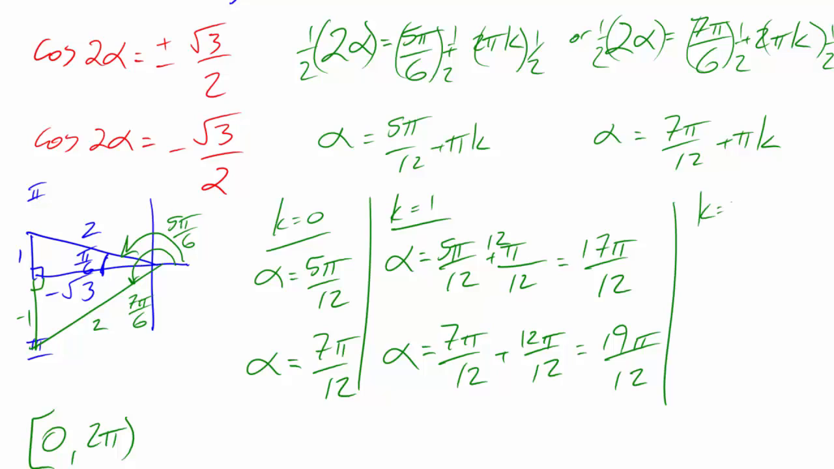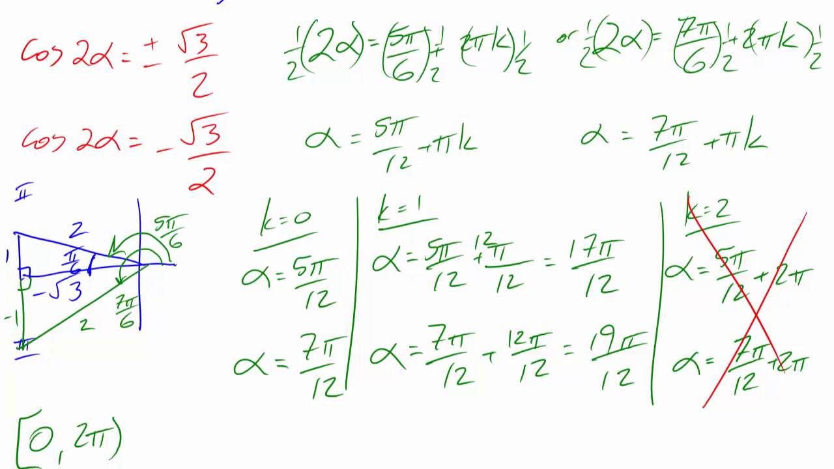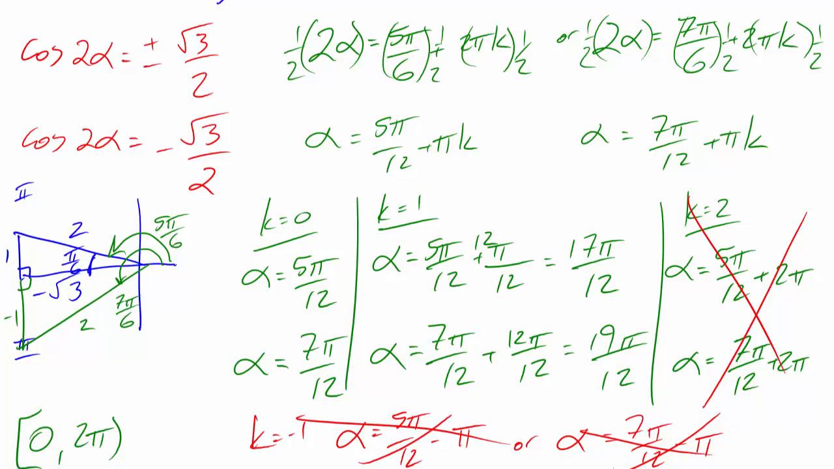And we'll try k equals 2. So alpha would be equal to 5 pi over 12 plus 2 pi, or alpha will be equal to 7 pi over 12 plus 2 pi, but in both cases, those are going to be bigger than 2 pi, so we are not going to use those. Now similarly, if we tried k equals negative 1, what we would have here is 5 pi over 12 minus pi for alpha, or 7 pi over 12 minus pi, but both of those are going to wind up being negative, so we won't use those either.